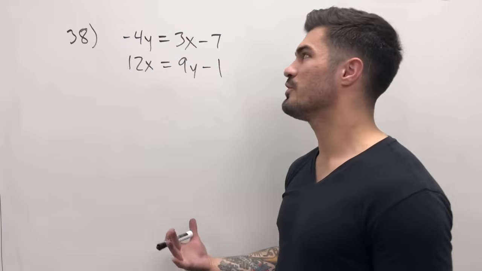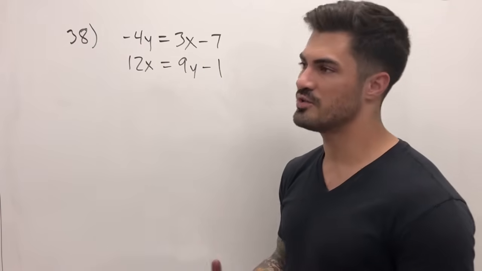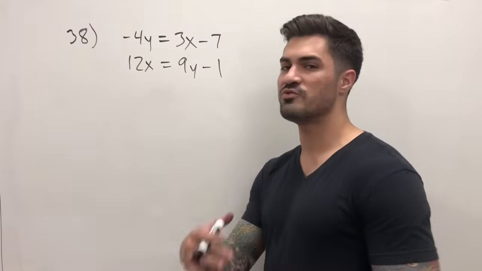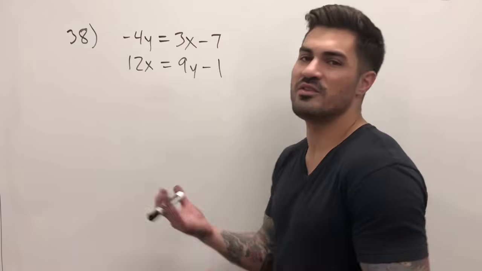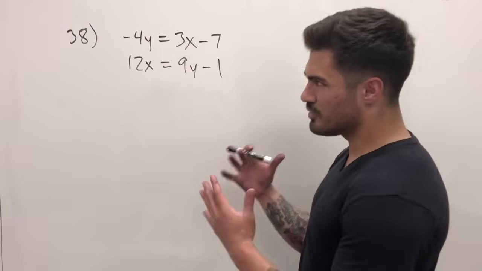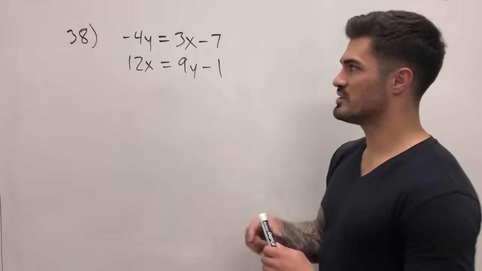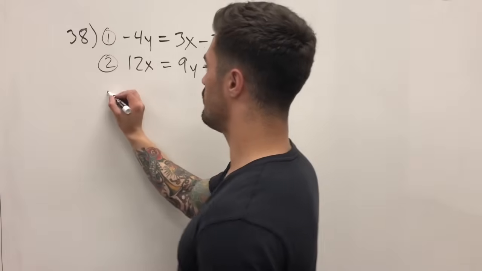All right, so for number 38, we need to find out if these equations are parallel, perpendicular, or neither. So if they're parallel, they have the same slope. If they're perpendicular, they have reciprocal and opposite sign slopes. And if they're neither, they're just neither of those cases. So really the key is we need to find the slope of both these lines. So I'm going to go ahead and take this top one first. I'll label this 1 and 2. So I'm going to find the slope of 1.